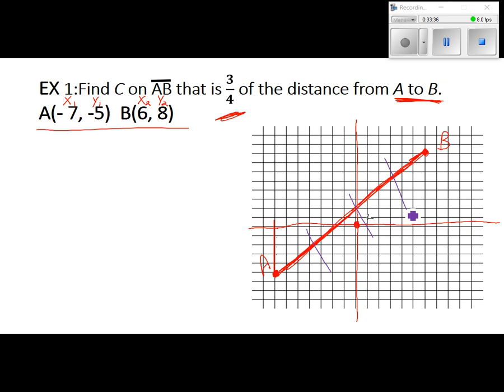We want to go out how many of those sections? 3. So out 1, 2, 3. So we should be somewhere in that general vicinity. Mine's not very close, but that gives us a general idea. So tell me something that you know right now about your x and your y of your final answer. They both should be a positive. So if we come up with something negative, something down here, we probably messed up somewhere.